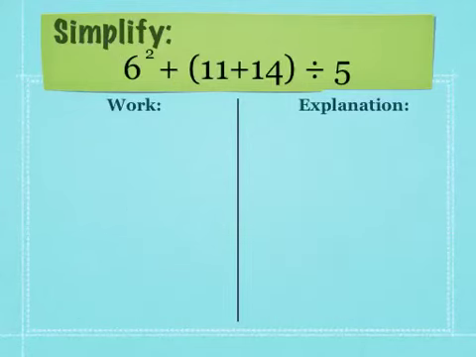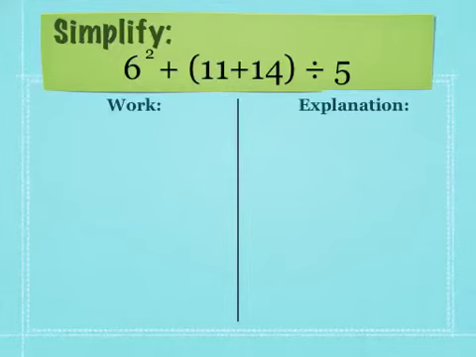The next example asks us to simplify 6 squared plus, in parentheses, 11 plus 14, close the parentheses, divided by 5. Using the order of operations, I need to look for parentheses first. In this problem, I do have parentheses, and the operation inside of the parentheses would be 11 plus 14.